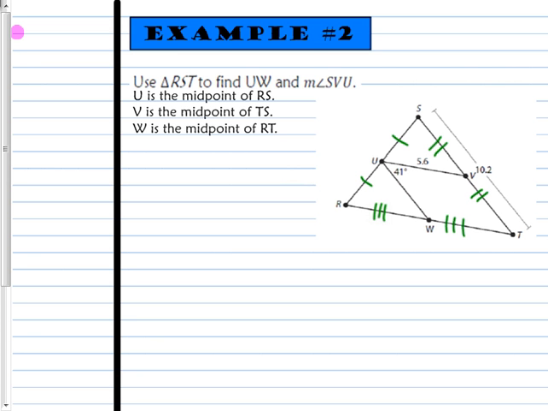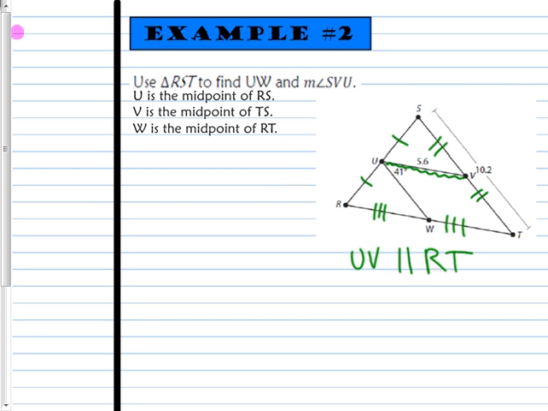So since we know that those are the midpoints, we also know that UV, right here, is one of the midsegments, okay? And UV is parallel to RT, since UV is bisecting RS and ST. The other side it's not touching is RT, so that's the one it's parallel to.